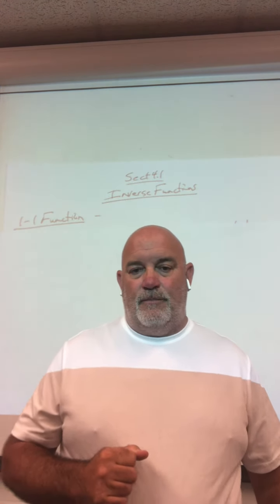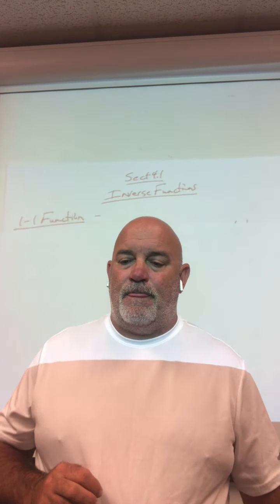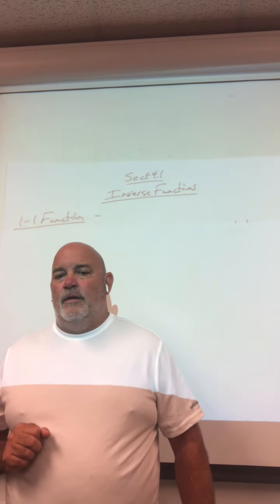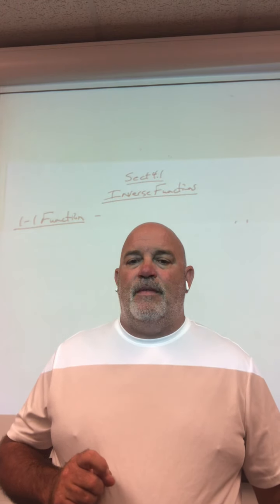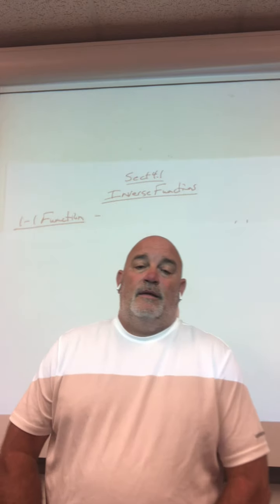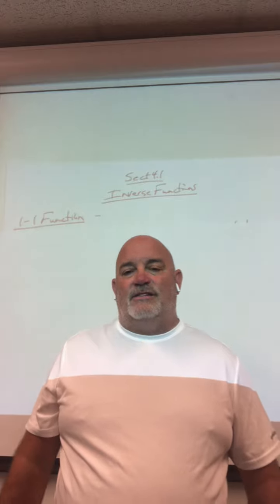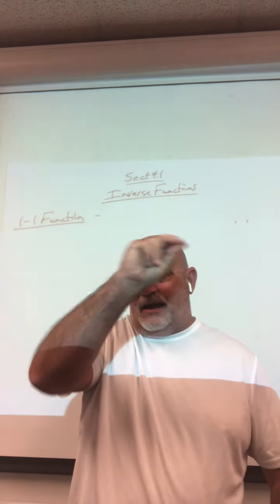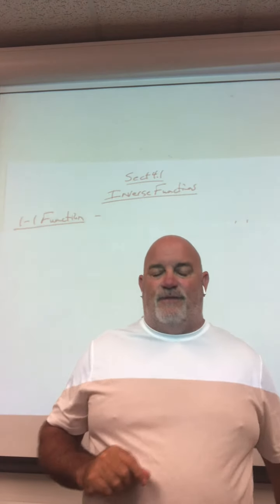Continue the note. The graph of a one-to-one function must pass the vertical line test and horizontal line test. So it's got to pass the vertical line test because that means it's a function. Now, how does the horizontal line test work? The horizontal line test works the same way. You just draw your lines this way. So if you can draw one horizontal line that touches twice, it fails.